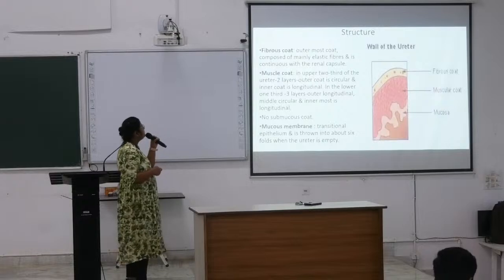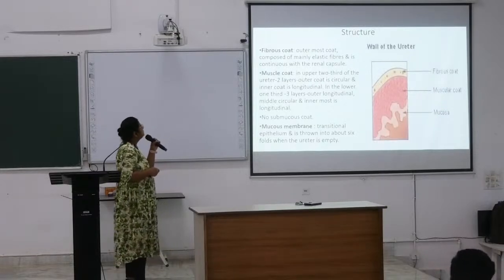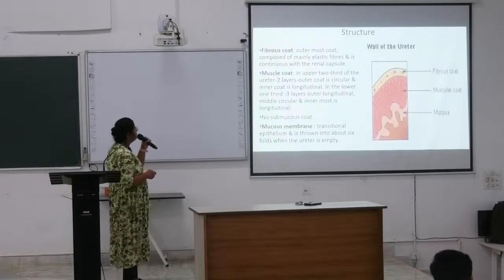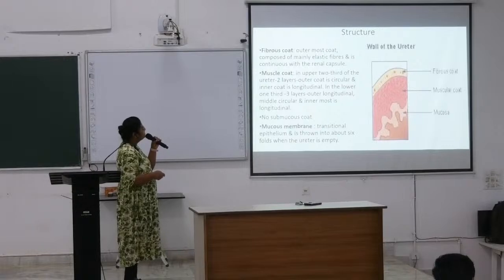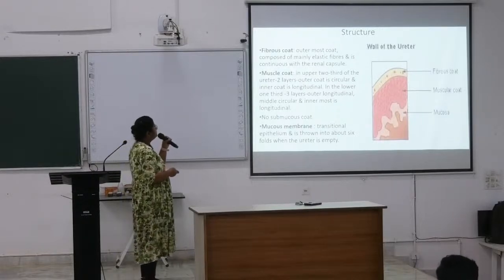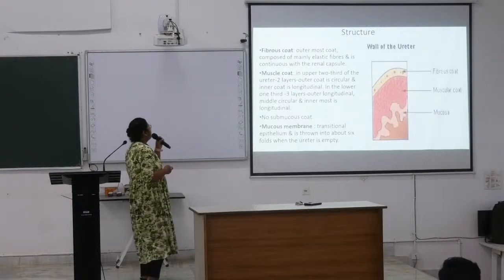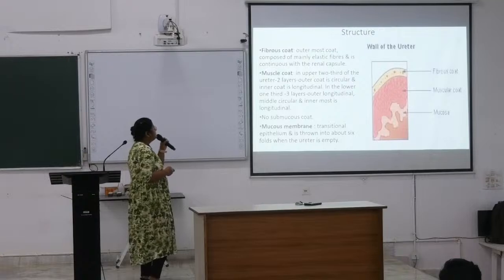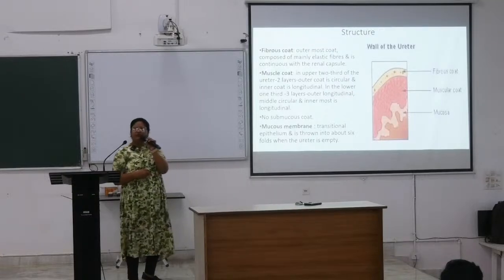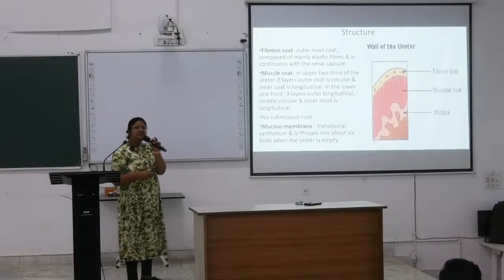We are discussing from outside inward. Outermost is the fibrous coat. The outermost coat is composed of mainly elastic fiber and is continuous with the renal capsule. This is the fibrous coat. Then there is the muscle coat. In the upper two-thirds of the ureter, two layers are present. Outer coat is circular, inner coat is longitudinal. Opposite to the gut. In the gut, there is inner circular, outer longitudinal. But in the urinary tract, there is outer circular, inner longitudinal.